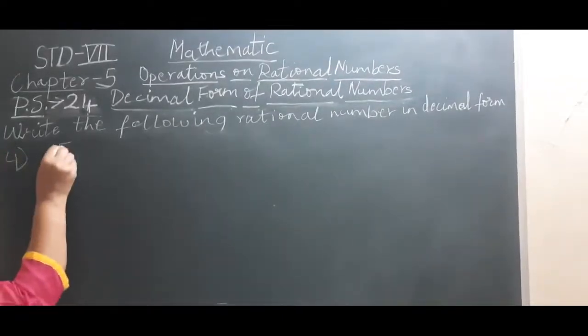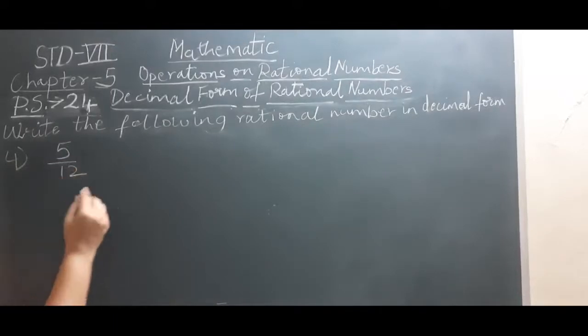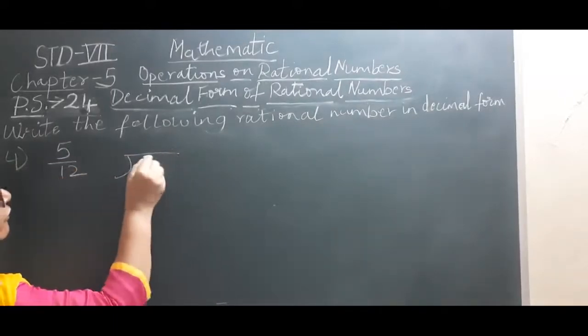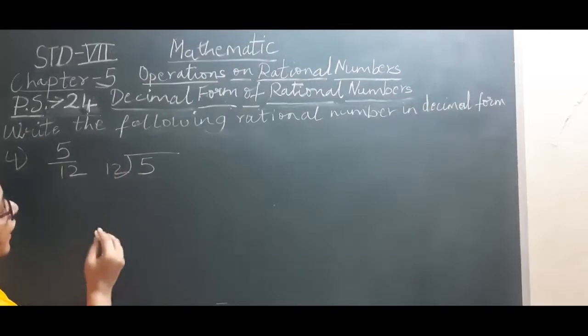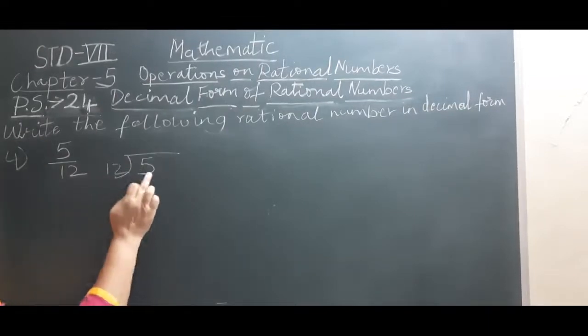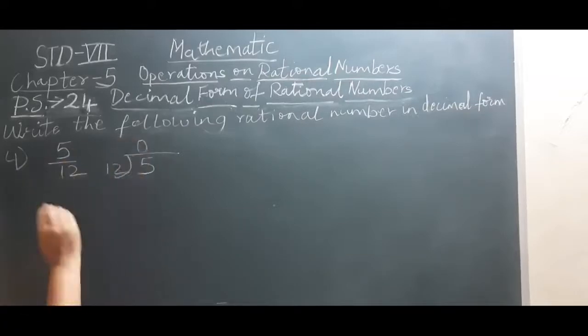The fraction given is 5 by 12. That means we are going to divide 5 by 12. So we'll take 5 inside and 12 outside. Again, we can't divide 5 by 12. So we are going to put a 0 here.